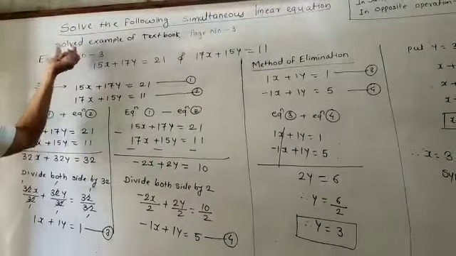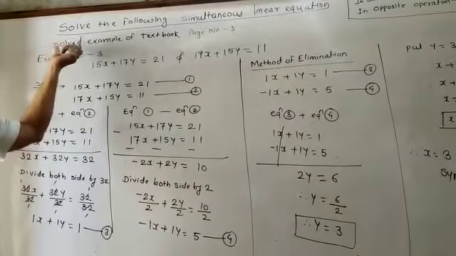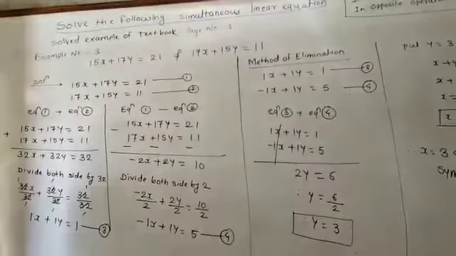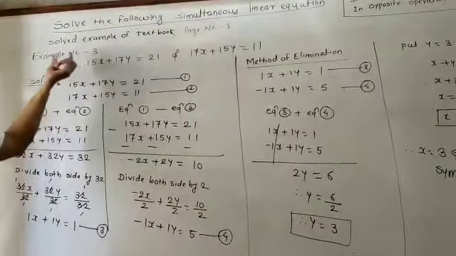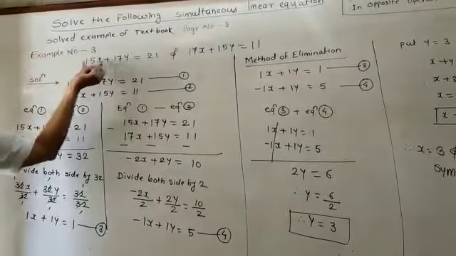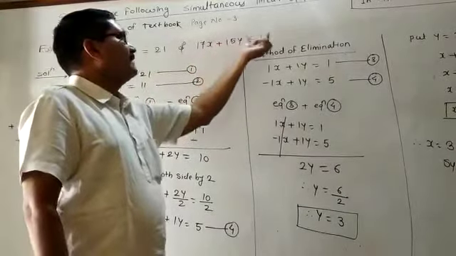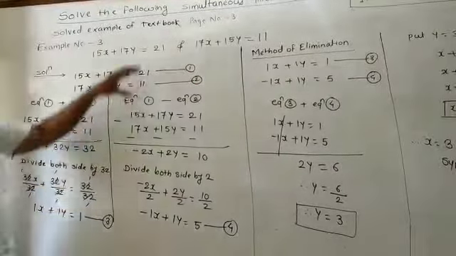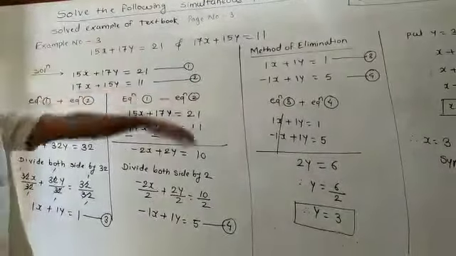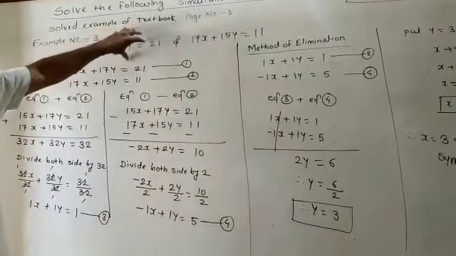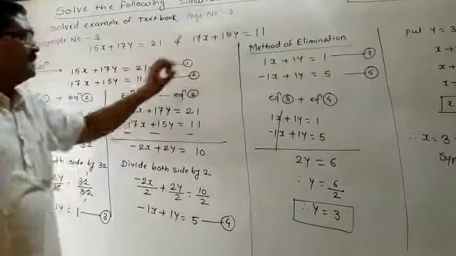Friends, you have to solve the solved example of textbook page number 3. This is the solved example, example number 3: 15x plus 17y is equal to 21 and 17x plus 15y is equal to 11. In the same manner as the previous example, you have to give the numbering. This is equation 1 and this is equation 2.